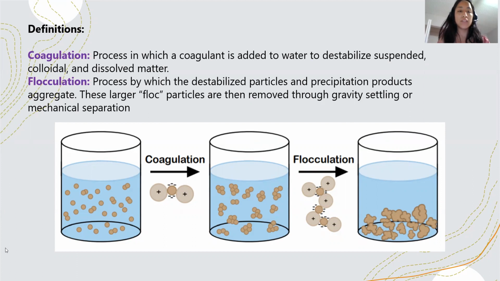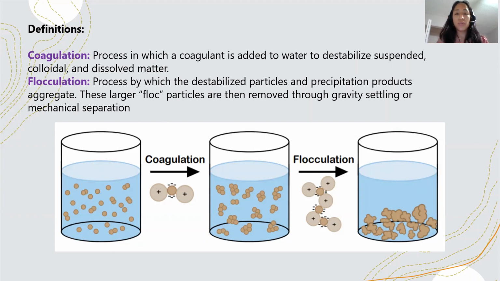But actually how this works is because typically we use a positive charge coagulant, for example, iron salts or aluminum salts. And because a lot of organic matter is negative, in that way you can destabilize the suspended material. Then flocculation is the process by which those destabilized particles and precipitation products aggregate.